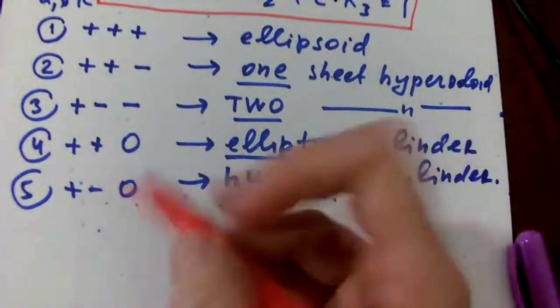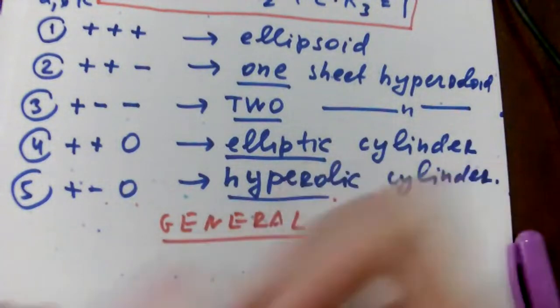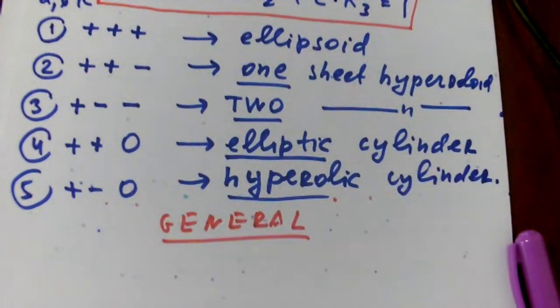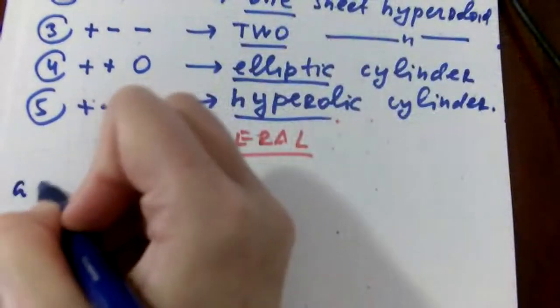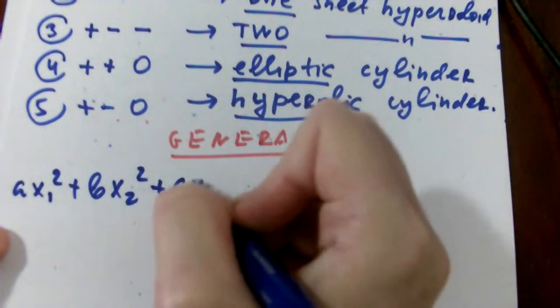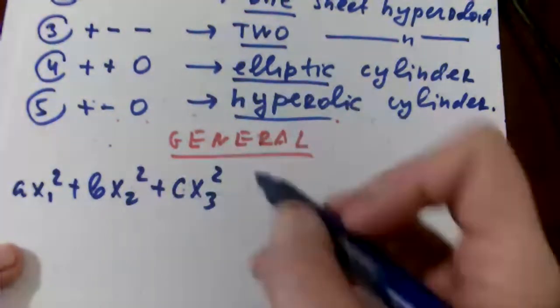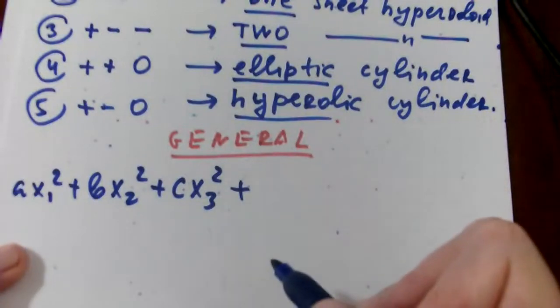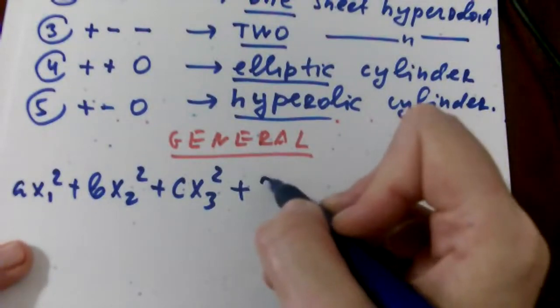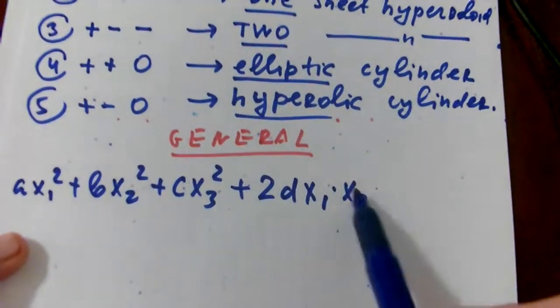What about the general form, the general equation? The general equation, of course, contains more terms. Let's have a look at it. The first terms can be copied from our canonical curve. Let's do it: a x1 squared plus b x2 squared plus c x3 squared. These were the terms which I copied from the canonical form. But then, unfortunately, we have two more terms. Look at this: 2d x1 x2. We are pretty familiar with this term.